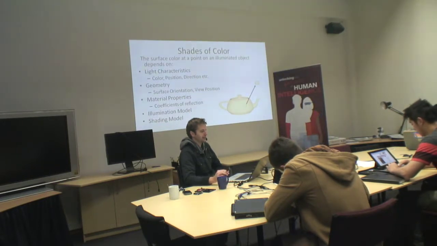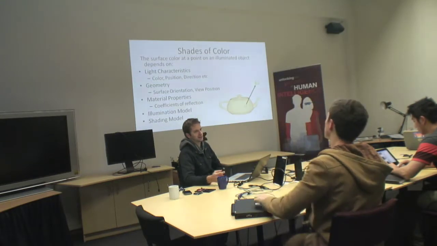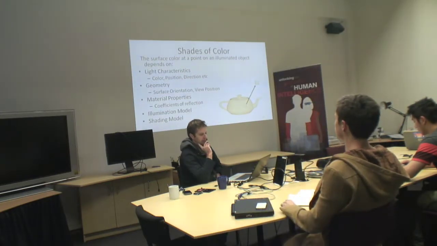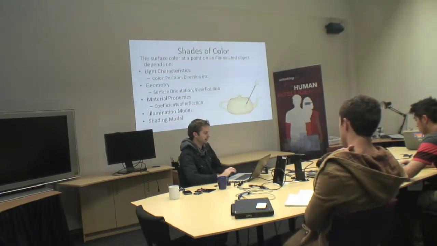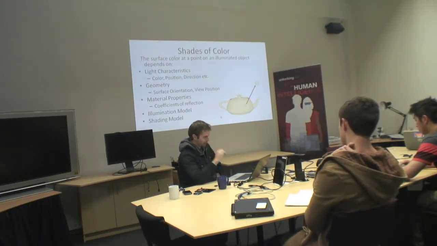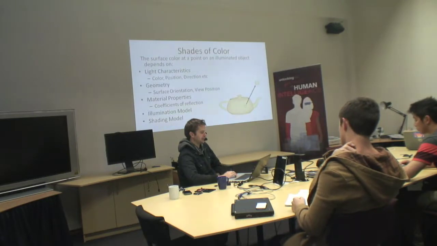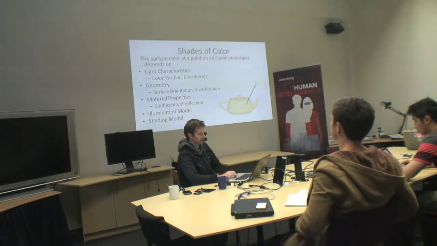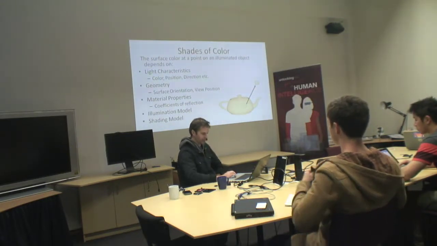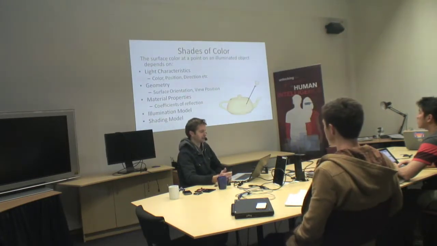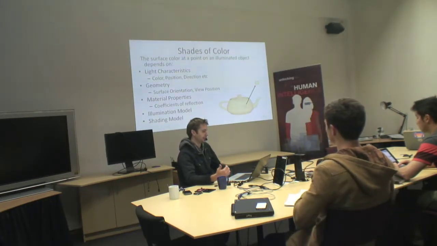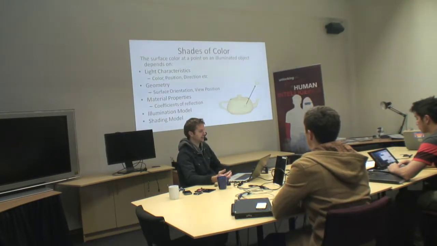It seems fairly fundamental. You tell an object you want it to be a specific color, and it's that color. However, when you start talking about 3D geometry and things like lighting and shading, it gets a little bit more complicated. The surface color at a point on an illuminated object depends on the characteristics of the light. If we use this teapot, for example, and look at this one specific pixel here, the color you're going to see depends on the light or the lights in the scene, because there could be more than one.